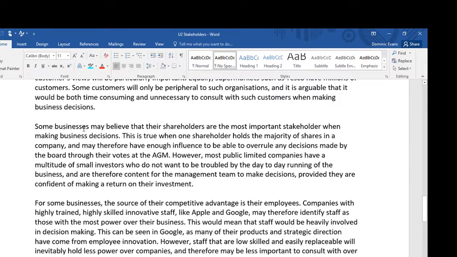So, some businesses may believe that their shareholders are the most important stakeholder when making business decisions. Okay, so this is a statement. It lets the examiner know that I'm going to discuss shareholders in this paragraph.